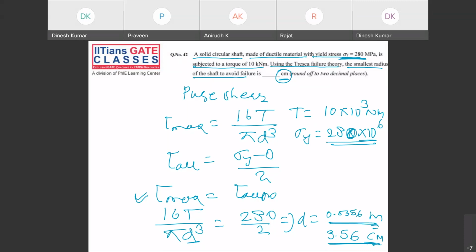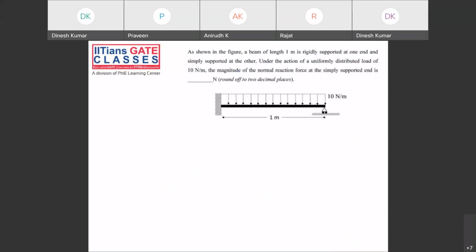So let's see the last question. Guys, last question today, someone shared in the group. So see this question, a very easy question. There cannot be an easier question than this. In the GATE exam, there cannot be anything easier than this if you learnt well.